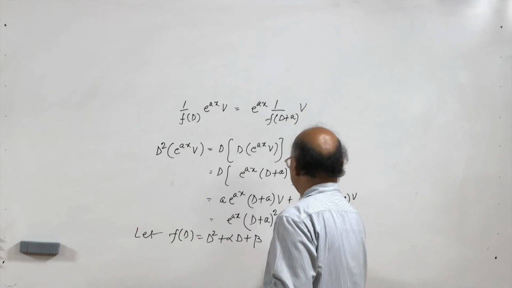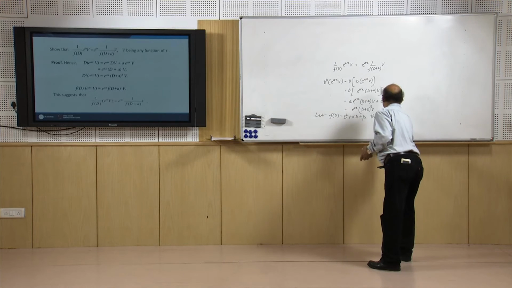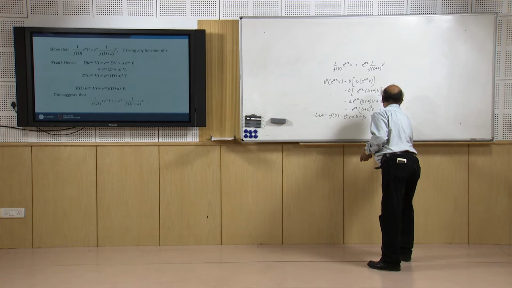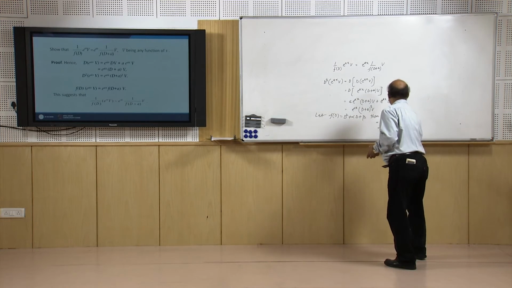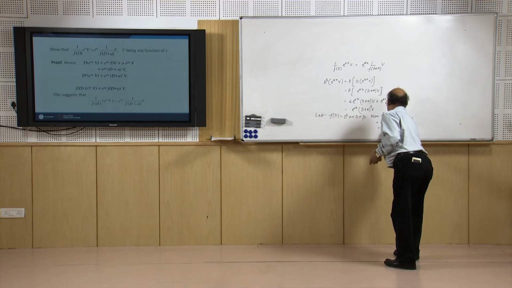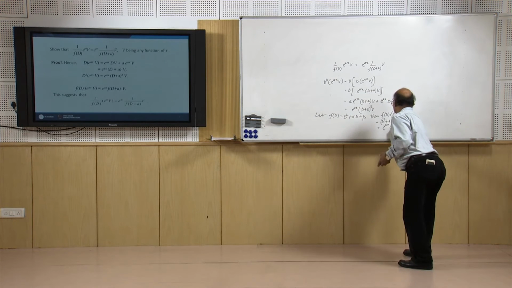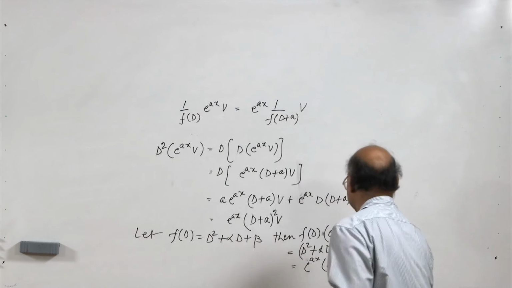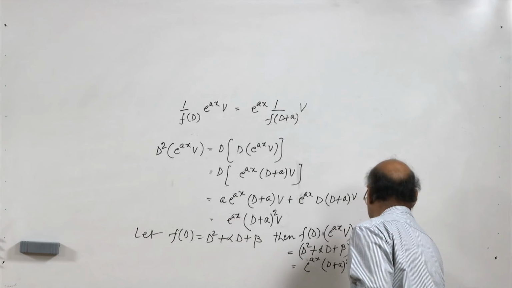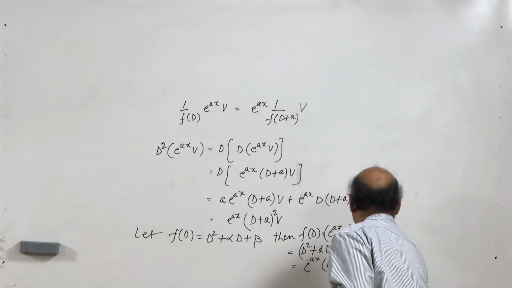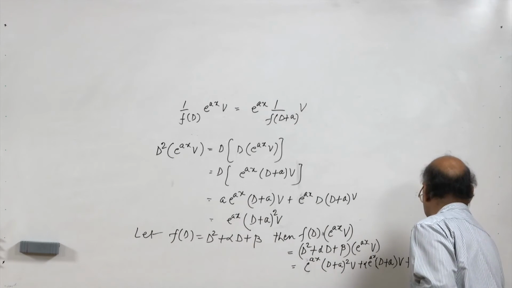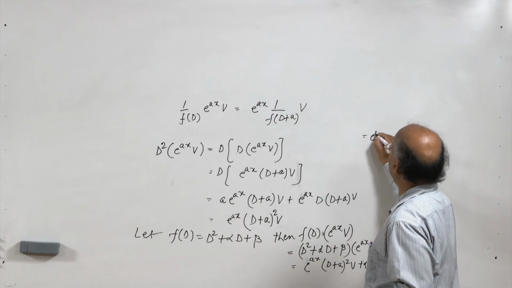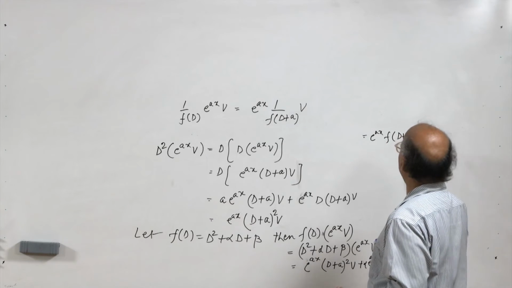D square plus alpha D plus beta operating on e to the power ax into b will give you e to the power ax times D plus a whole square operating on b, then alpha times D plus a, e to the power ax, then e to the power ax D plus a b, and then e to the power ax beta b, which is equal to e to the power ax f(D plus a) operating on b.